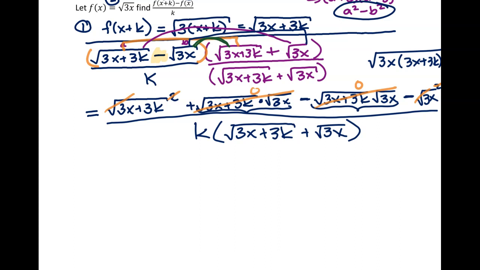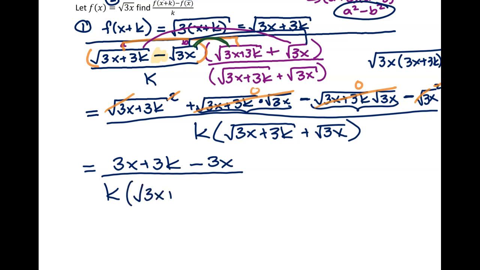Don't forget that you multiplied the bottom as well. So let me just regroup and say what I have on top. I have a 3x plus 3k. The square root is gone. All that middle stuff is gone. And I have a minus 3x. That square root is gone as well. All over k times the square root of 3x plus 3k, plus the square root of 3x.